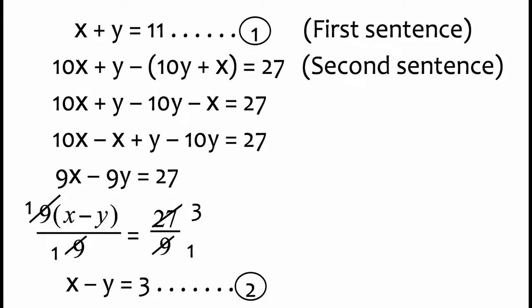So, minus 1 multiplied by 10y, you have minus 10y. And minus 1 multiplied by plus x will give you minus x. So, the equation now is 10x plus y minus 10y minus x equals 27.